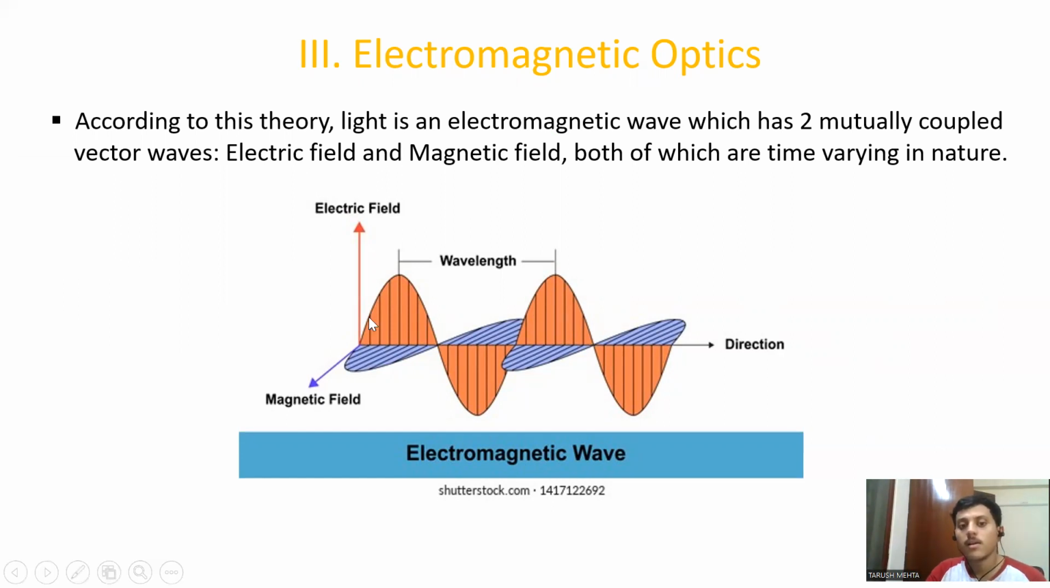We can see that the electric field oscillates in one direction, and the magnetic field oscillates between a maximum and minimum value in the transverse direction to that of the electric field, in such a way that both the electric field and magnetic field are perpendicular to each other, and the electromagnetic wave propagates perpendicular to both of them. So this is the basic structure of an electromagnetic wave.